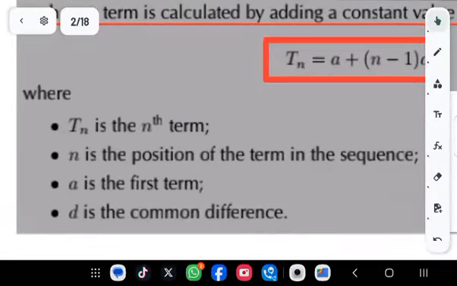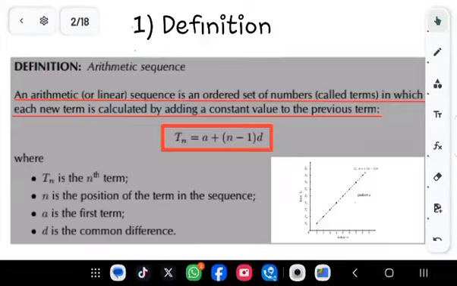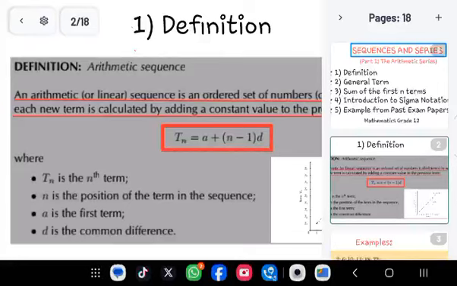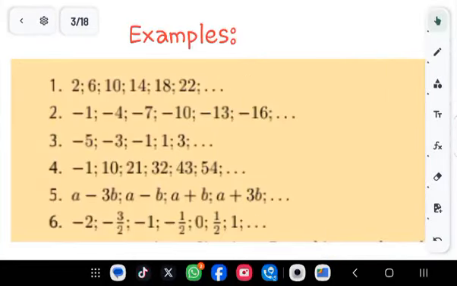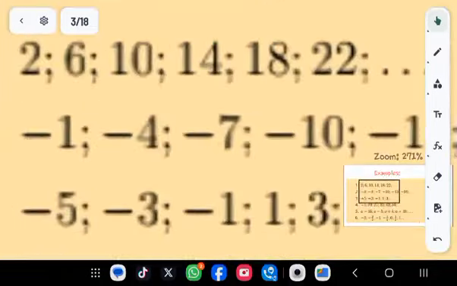a, where a is the first term and d is the common or constant difference. It doesn't matter how you prefer referring to it, but it means exactly the same thing. Now let's look at some examples of linear sequences or linear patterns, if you can call them that.